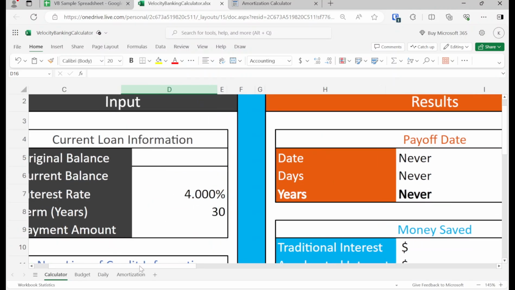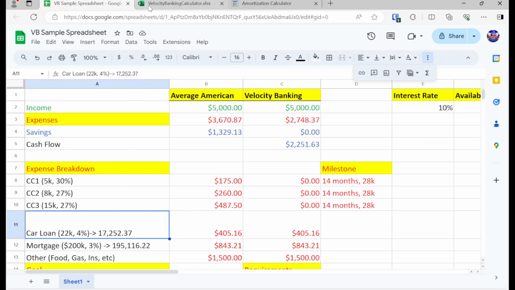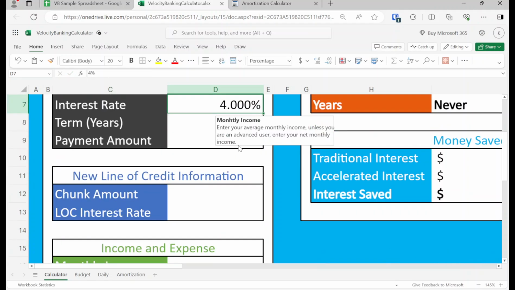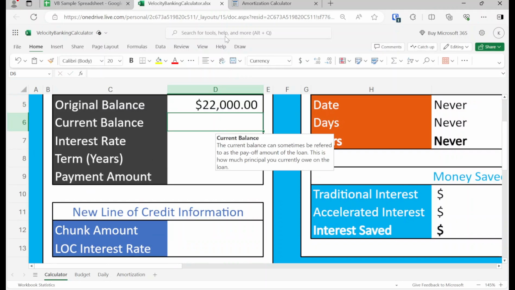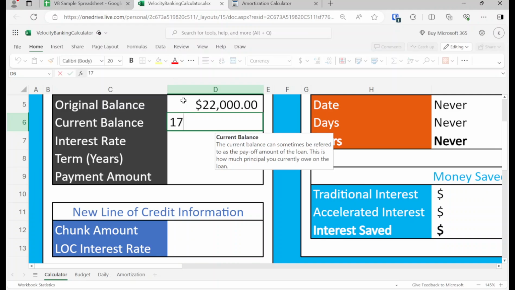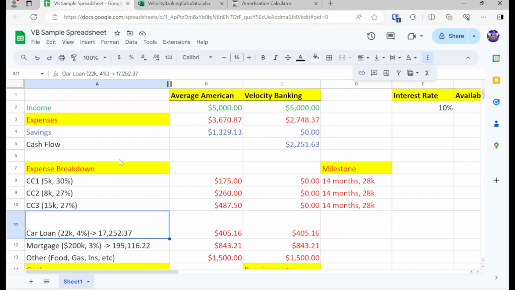Okay, so now let's go ahead and put in this information here. So what's the car loan right now? It's 22. Oopsie. Let me go ahead and put that in right here. So it's 22,000 as the original balance. What's my current balance? It's 17,252.37. The interest rate is it 4%?